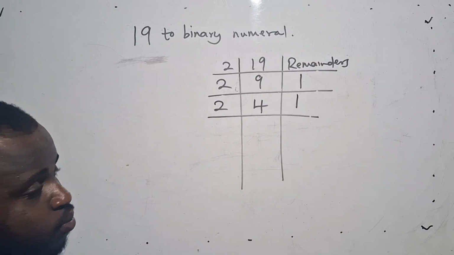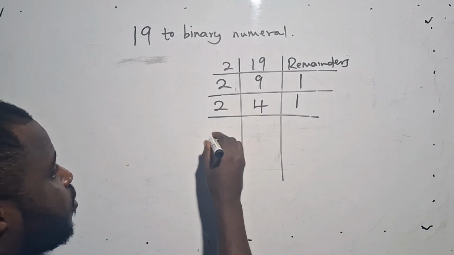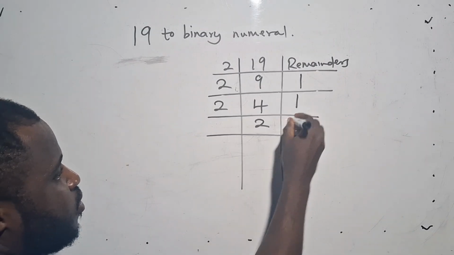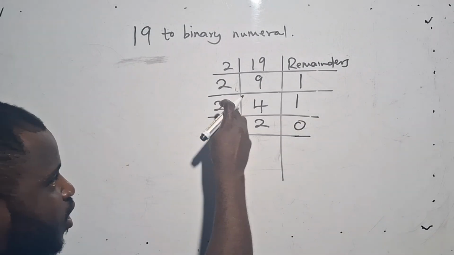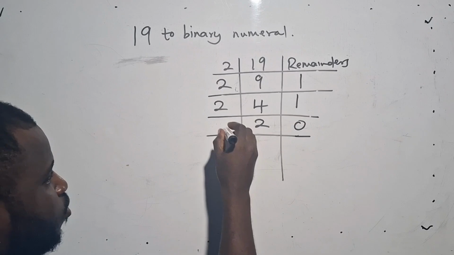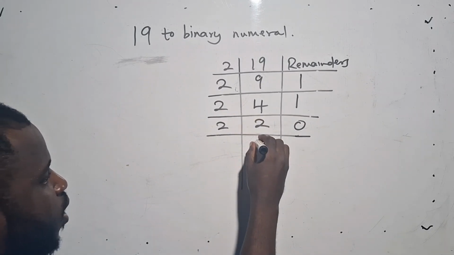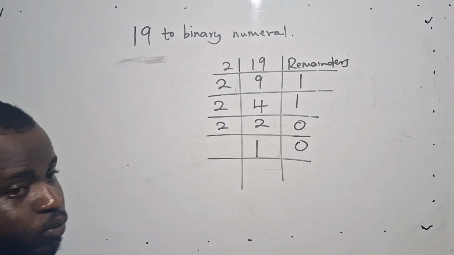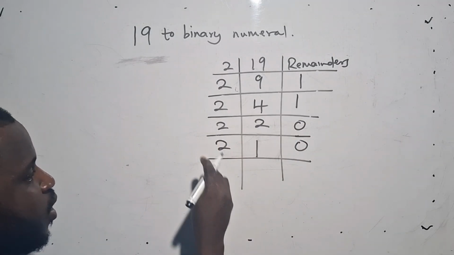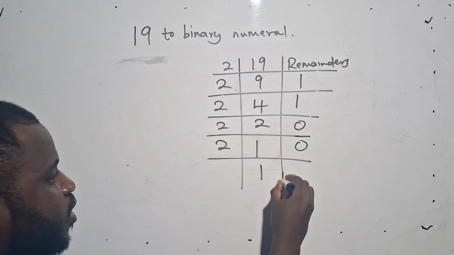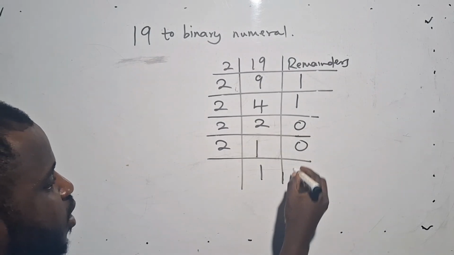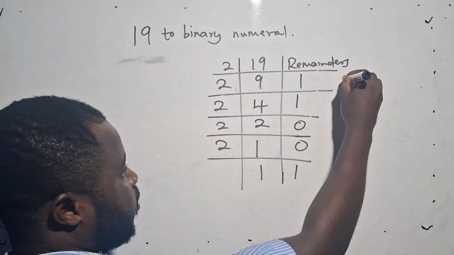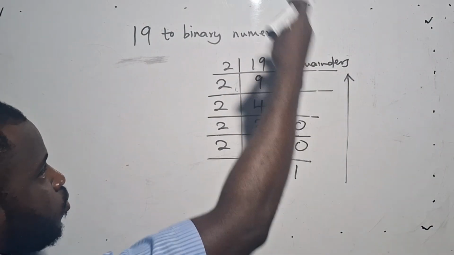Now 2 can divide 4 2 times, remainder 0. Now 2 can divide 2 once. Will there be any remainder? No, remainder 0. Now 2 again, can 2 divide 1? No, so I'll repeat the answer here as a surplus or the remainder. And the answers, as I said, are picked from the bottom to the top.